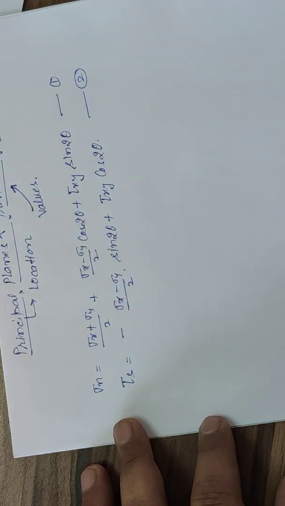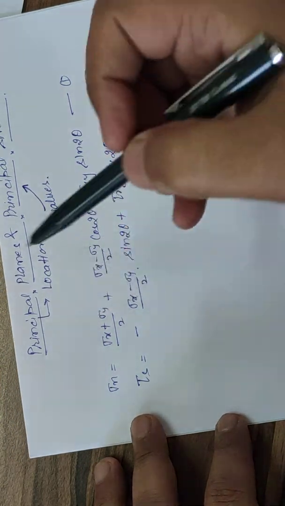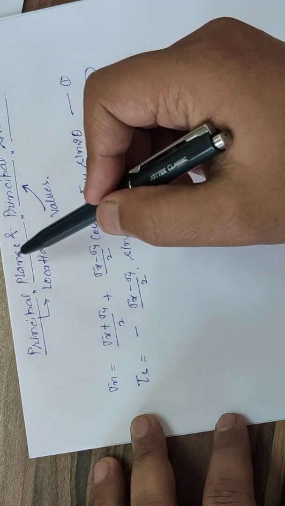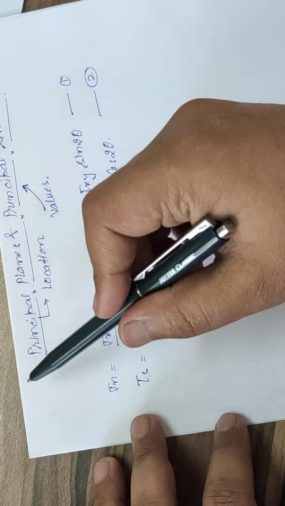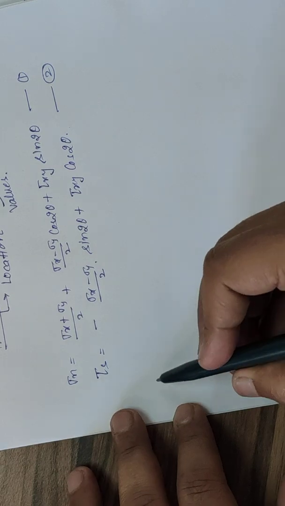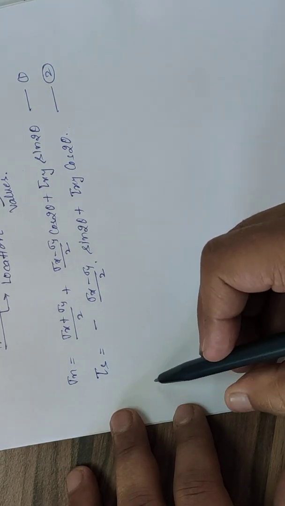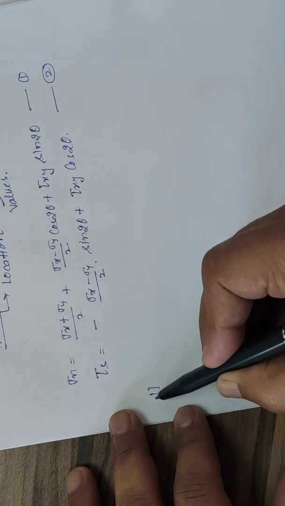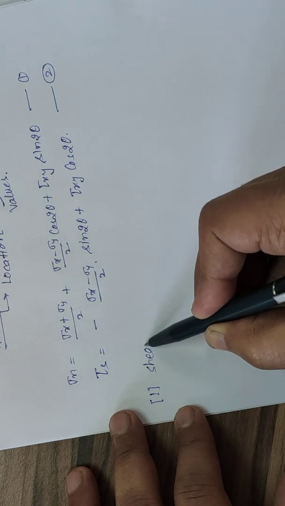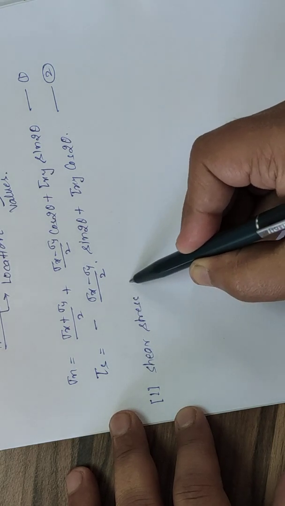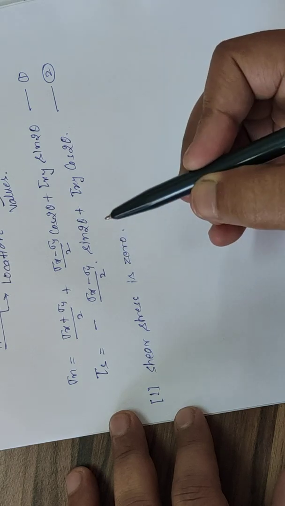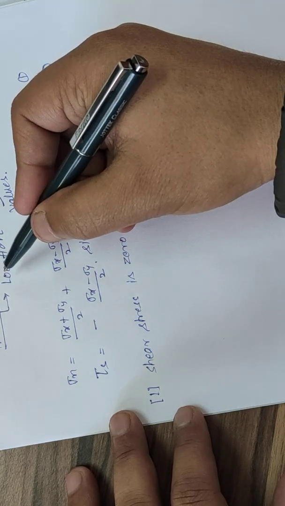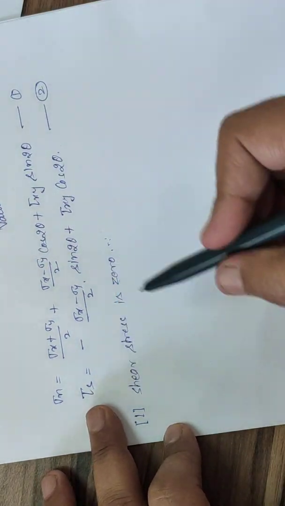Now we have to calculate the principal plane. According to the definition, the principal planes are those planes on which the shear stress is 0. So the planes on which the shear stress is 0 are the principal planes, and we have the formula for the shear stress.